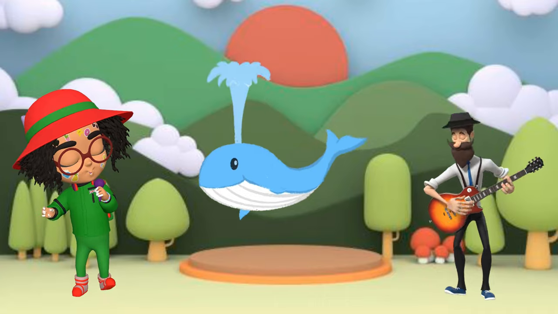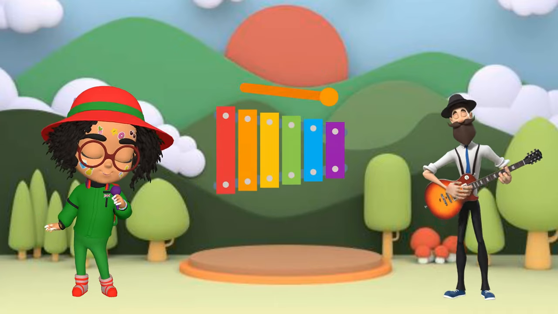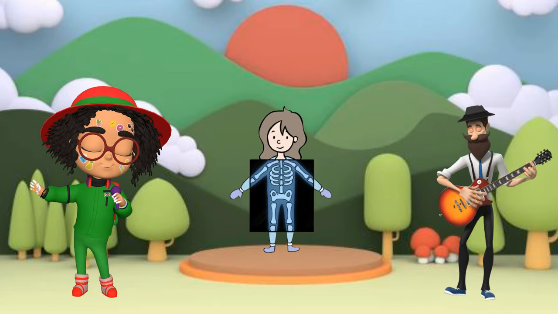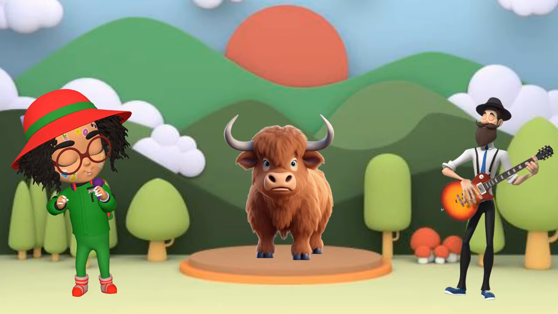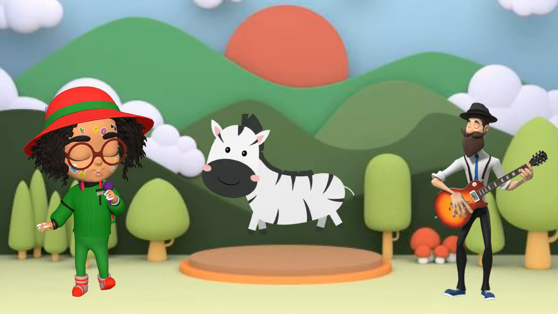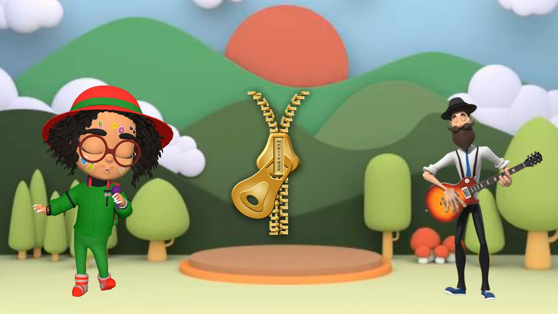W is for whale, whale. W is for watch, watch. X is for xylophone, xylophone. X is for x-ray, x-ray. Y is for yak, yak. Y is for yo-yo, yo-yo. Z is for zebra, zebra. Z is for zipper, zipper.